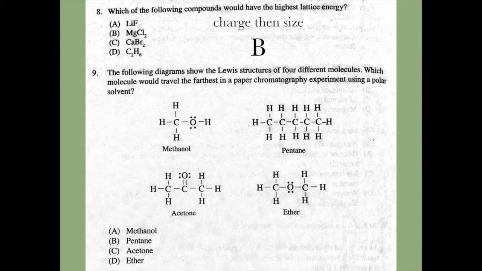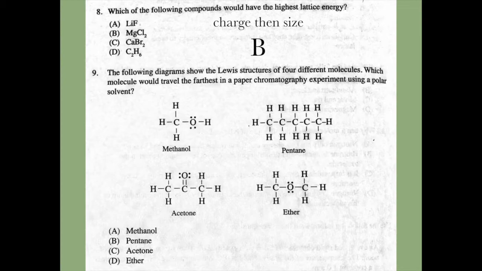Okay. For 9, it says the following diagrams show the Lewis structures of 4 different molecules. Which molecule would travel the farthest in a paper chromatography experiment using a polar solvent? So remember, in paper chromatography, the solvent is going to pick up and hold on to whichever molecule is the most polar. You want the most polar molecule that will travel the furthest because it's the most strongly attracted to that polar solvent.